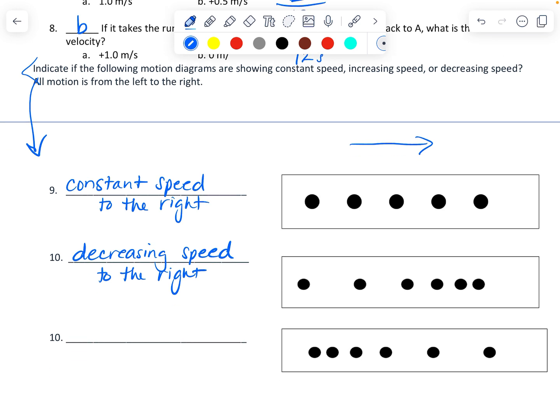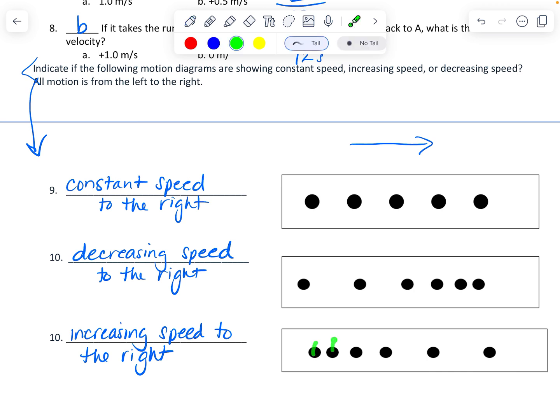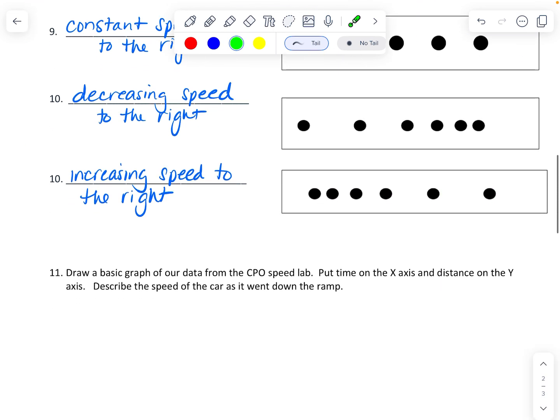And this last one is kind of the opposite of the one above. They start close together, and then the space between them increases. So this would be increasing speed or velocity to the right. It's helpful to think of these as a second and how much distance is passing between each second.